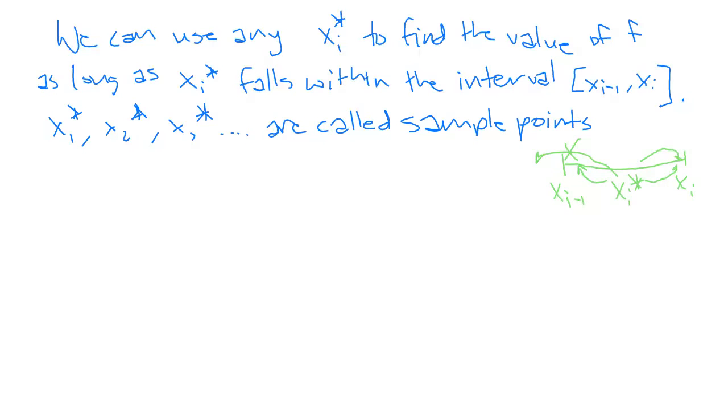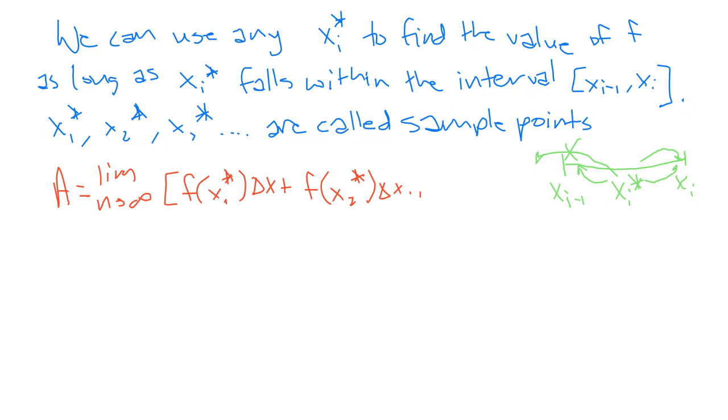We can also modify our original formulas to show what this means. In formula terms, our area is equal to the limit as n approaches infinity of f of x sub 1 starred delta x plus f of x sub 2 starred delta x, and so on and so forth until we hit f of x sub n starred delta x.